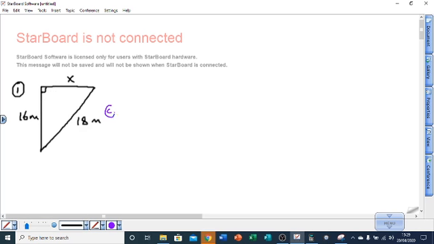It is opposite the right angle. That means A and B can be either side, and it doesn't matter which one is which. Now the formula states that A squared plus B squared is equal to C squared. So X is the dimension there, squared, plus 16 is for B, squared, and C is being replaced with 18 squared.